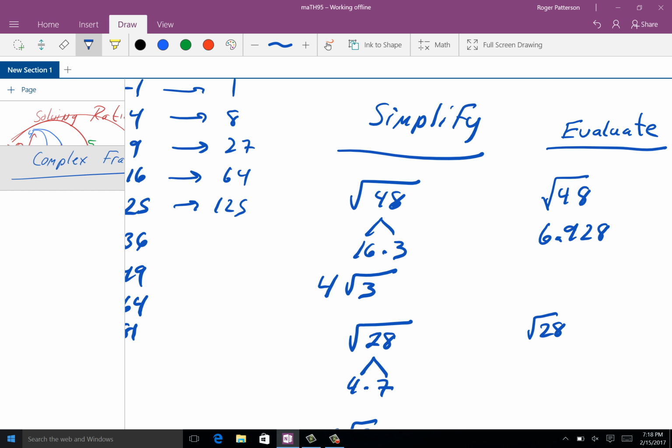Same thing happens here. Square root of 28. What is that equal to, or approximately equal to? 5.291. All right, so there's a difference between when you see evaluate or approximate and when you see simplify. Are the squiggly lines important? Squiggly line means approximate, usually, or about.